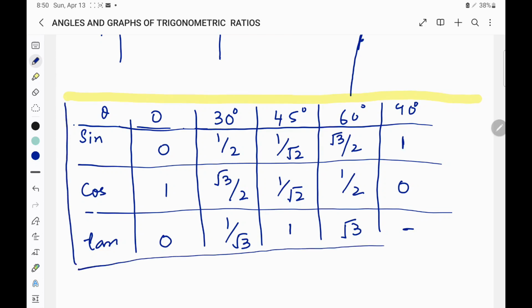I hope this video is helpful for you whenever you solve questions on finding the angles in the 4 different quadrants, and the basic graphs of sine, cos and tan, and the values of angles.